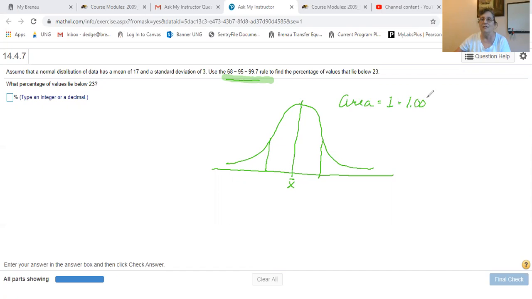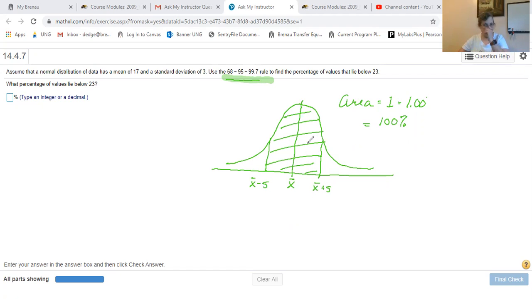meaning actually 100%. So it's talking about the percentage of area under this curve. 68% of the data is going to fall between the points that are 1 standard deviation above and 1 standard deviation below the mean.